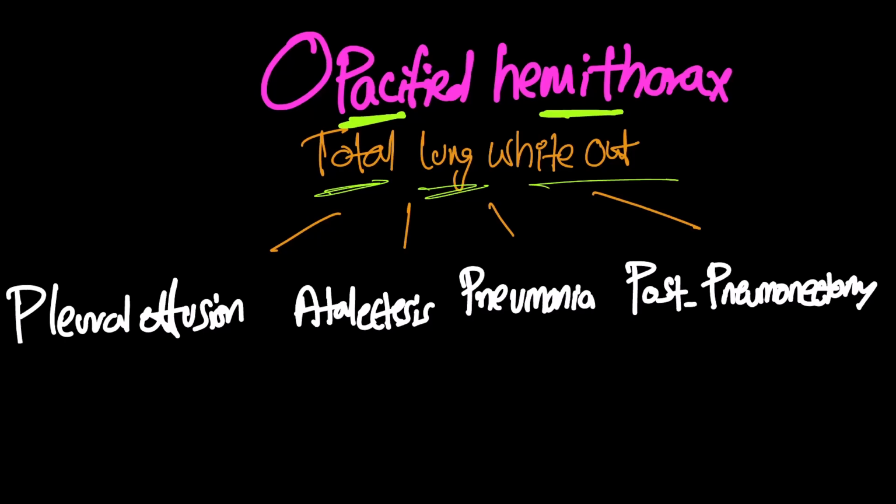So there are 4 major differentials for that: pleural effusion that's occupying the whole hemithorax, atelectasis of either the right or the left main bronchus, pneumonia that's occupying the whole lung, or post-pneumonectomy, but this needs to be a chronic post-pneumonectomy, not an acute one, not immediately post-operative.